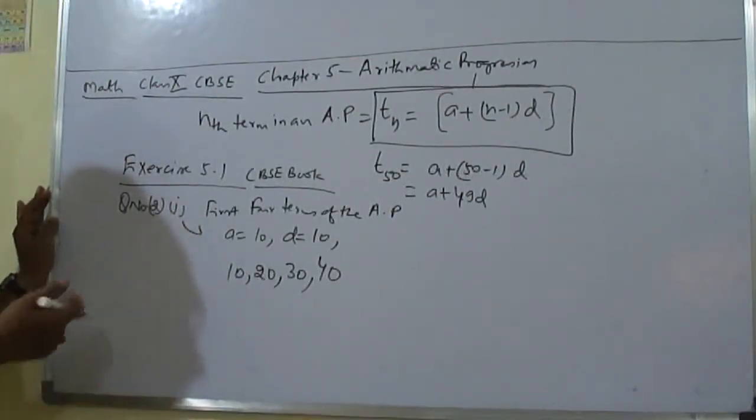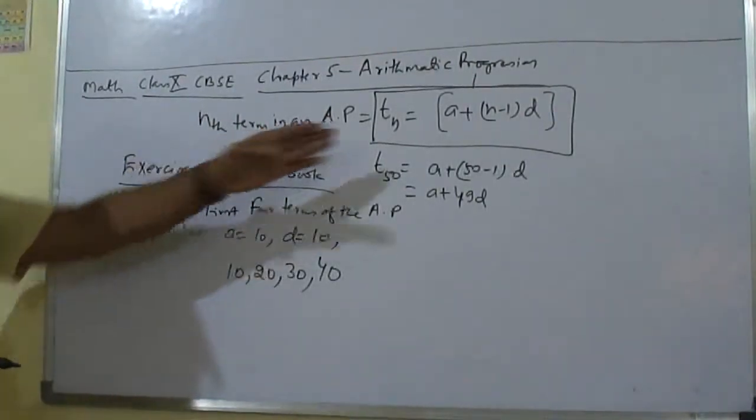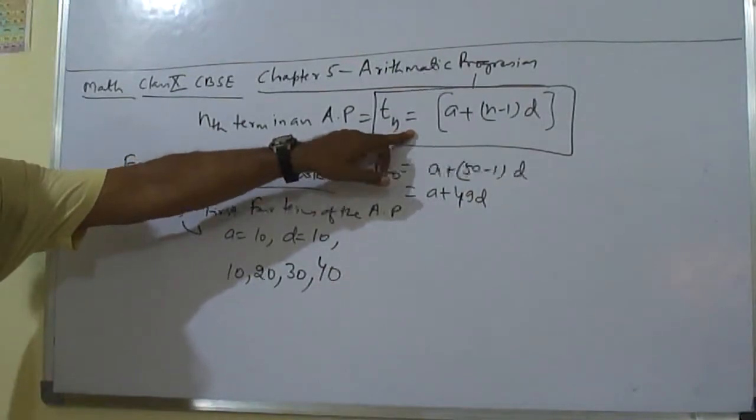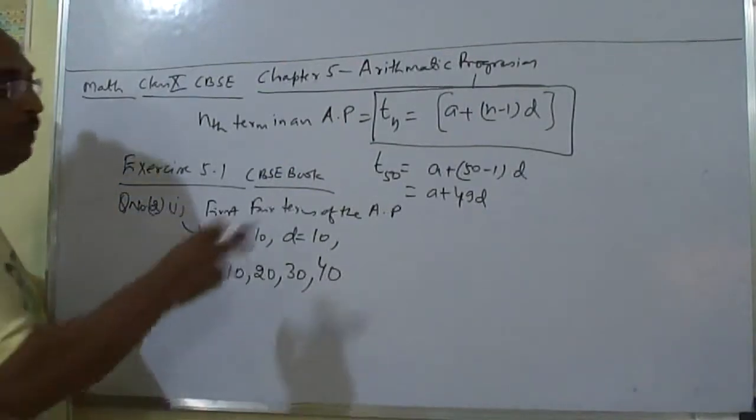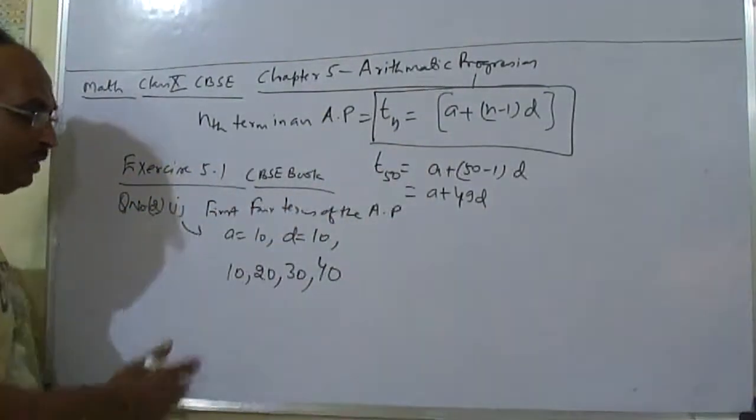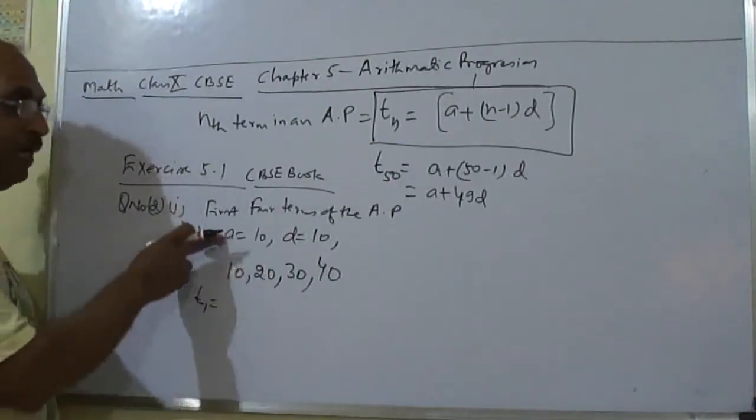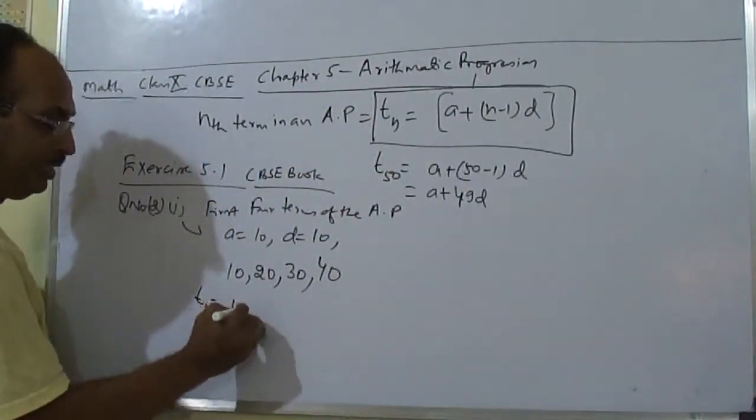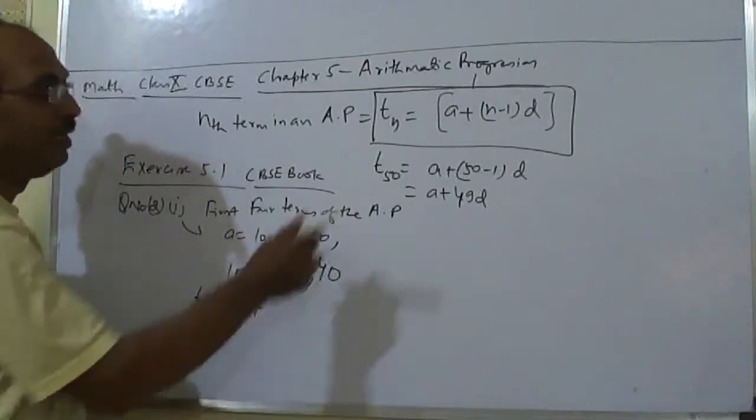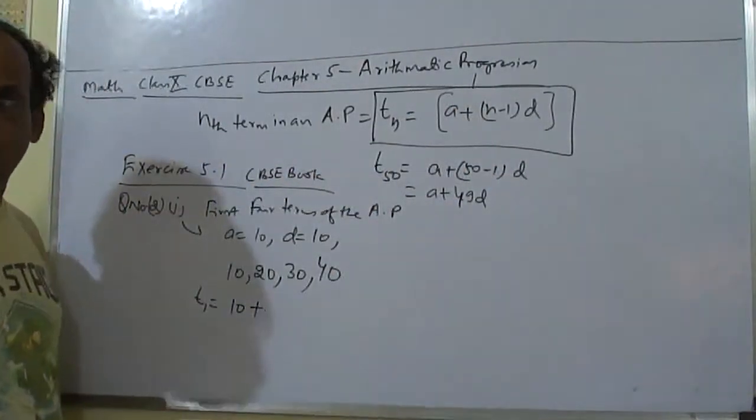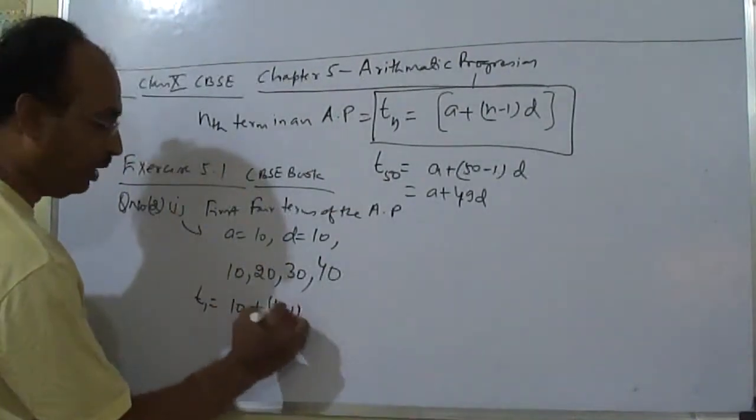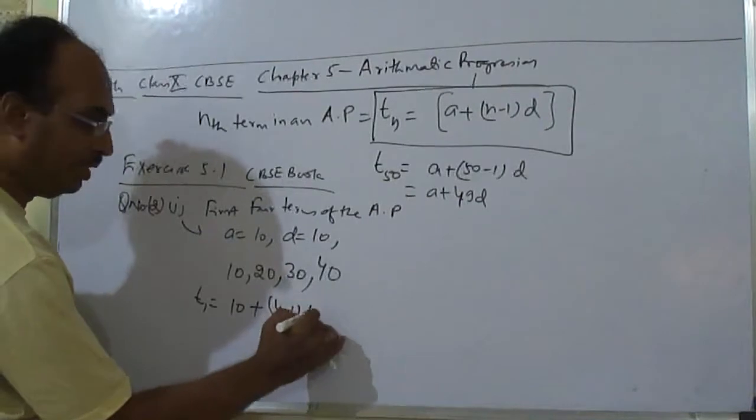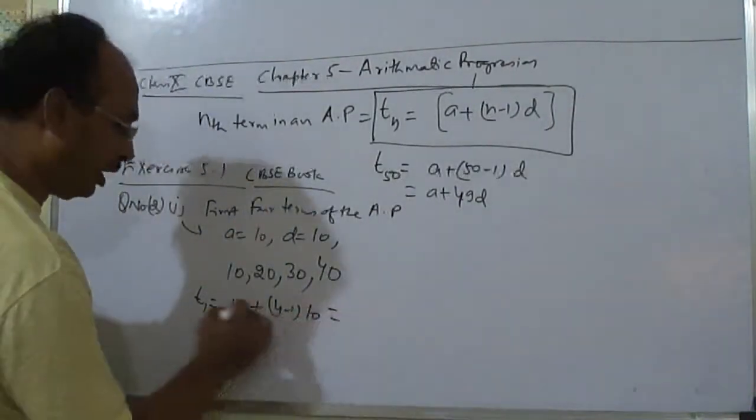We can find it nicely by putting A plus D, A plus 2D, A plus 3D. If you want, you can also use the formula. See, the first term T1 is A, which is 10, plus n minus 1 D. We are asked for the 4th term only, so n is 4. So 4 minus 1 D, and D is 10 only. Then it is giving you 10.